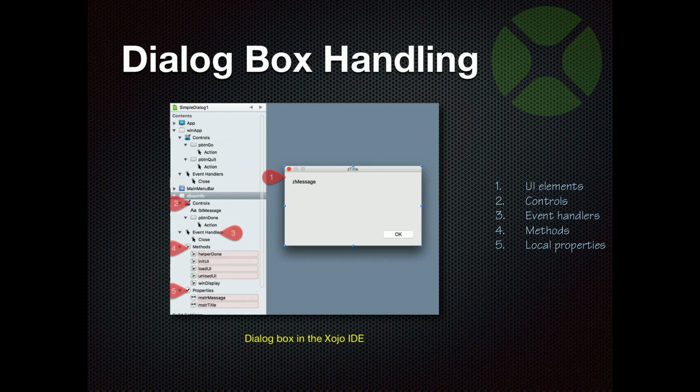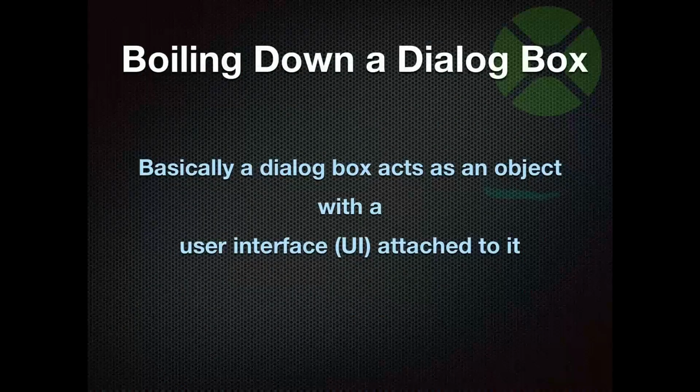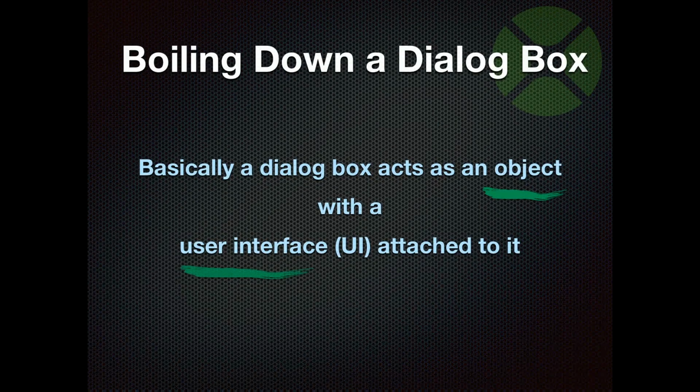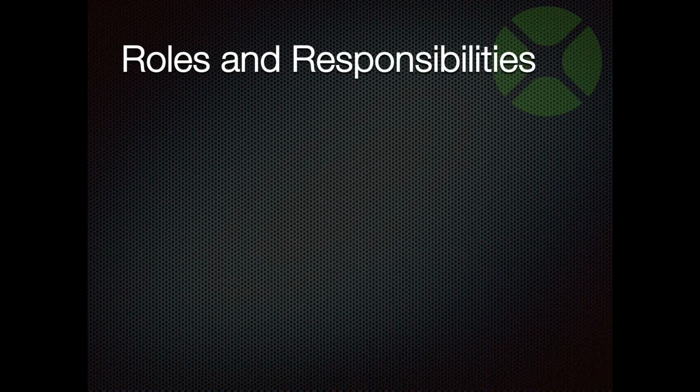The first item there, of course, is the UI elements, the UI design, the layout of the dialog box. Second are all the controls, those smart objects on the window. Third are event handlers, which handle events that are triggered. And fourth are, of course, methods, and we're going to take a lot of advantage of methods within a dialog box, as well as local properties that are used while that dialog box is being used. So, basically a dialog box acts as an object with the UI attached to it.